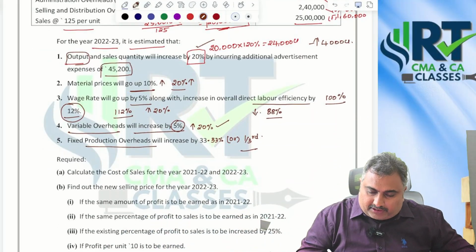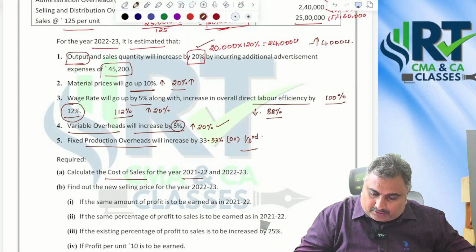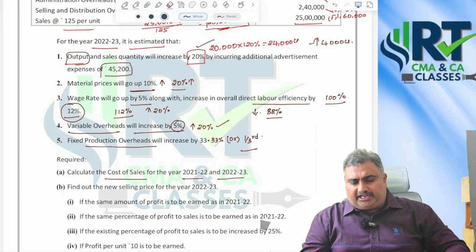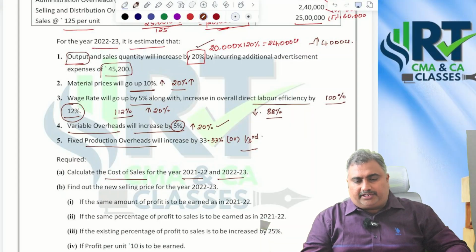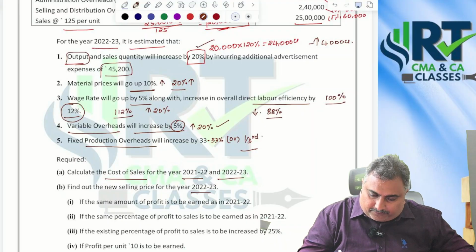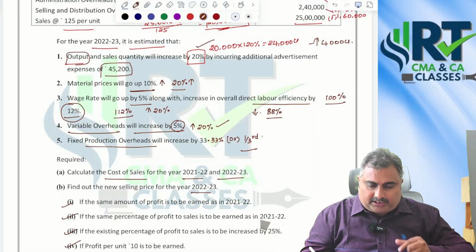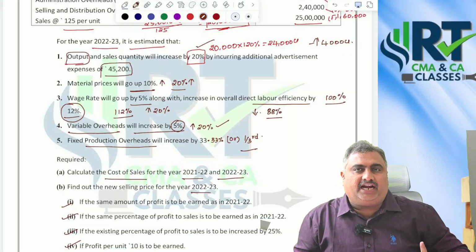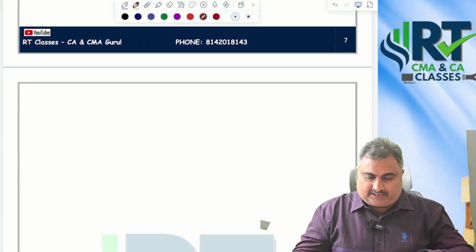So you are required to calculate the cost of sales for the years 21-22 and 22-23. Find out the new selling price for 22-23 also, they are asking under 4 situations. Before that, first we'll calculate cost of sales under 21-22 and 22-23 itself. Let's see.